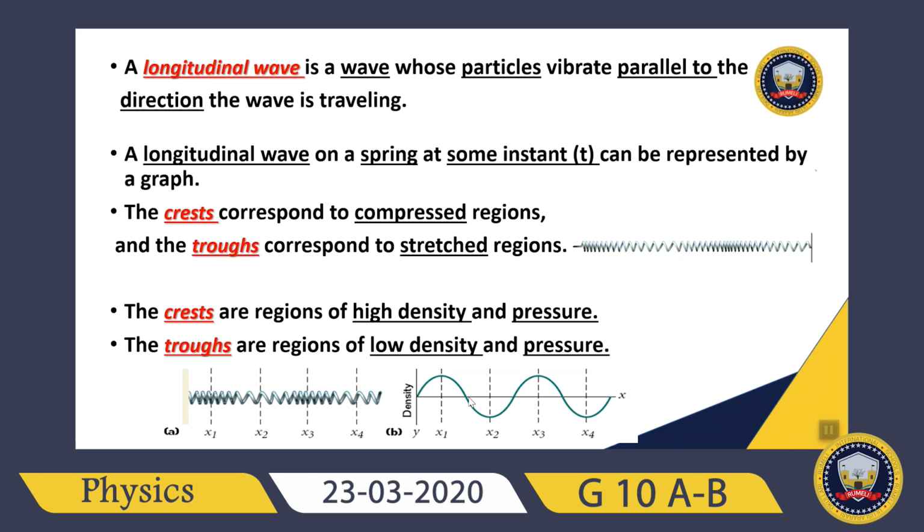So here are the crests and troughs in the transverse wave, the highest points and the lowest points away from the equilibrium position, while here in the longitudinal wave, x1 and x3 are the crests, but x2 and x4 are the troughs. So here is the longitudinal wave and here is the transverse wave. The crests and troughs here are different from there, so you have to study the difference between them very well.